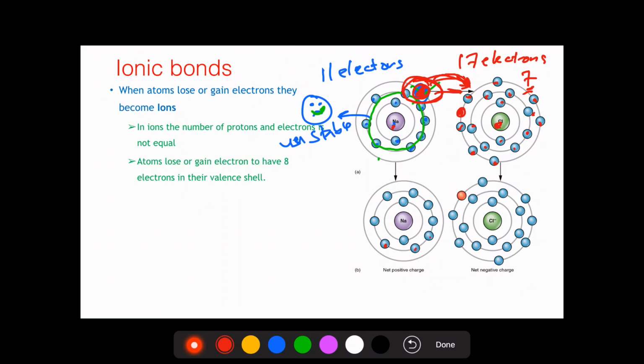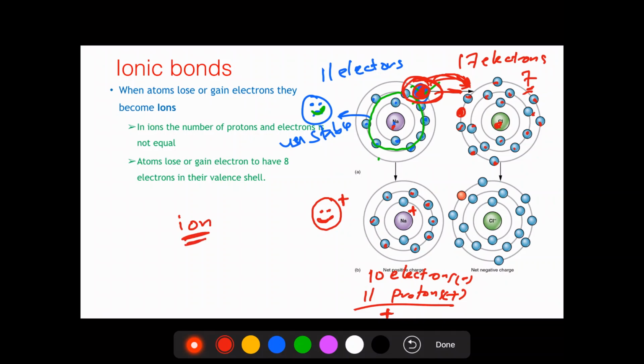Now the sodium has 8 electrons in its valence shell. It's happy, but also remember, now it has 10 electrons. However, it still has 11 protons. These are positive, this is negative. So the net charge will be positive. So it will be one positive sodium ion in this case. Since it has a charge, it's an ion. An ion is a charged atom, whether it's positive or negative.